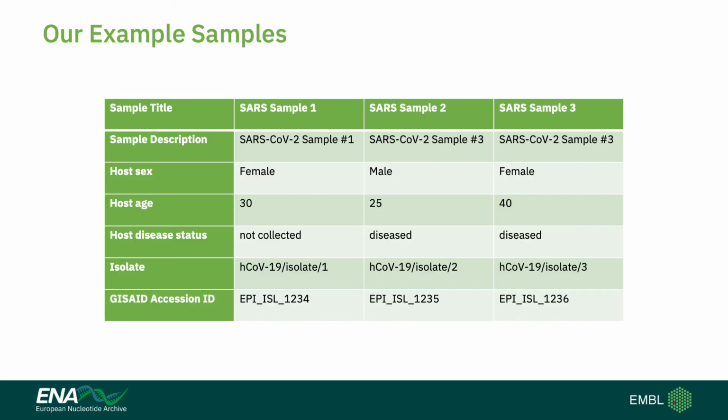There are also some differences, so there are different sex and age, different disease statuses, so you'll see that sample 2 and 3 are diseased, and in sample 1 we've got one of the INSDC approved missing metadata fields, which is not collected. And then obviously they'll have to have different isolate names, and we've just generated some fake GISAID accession IDs for these as well. So we'll begin now by registering these samples, and later on we will submit some raw read data and some sequences against these samples.